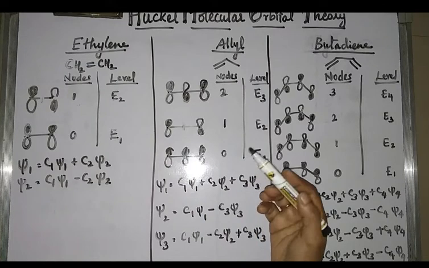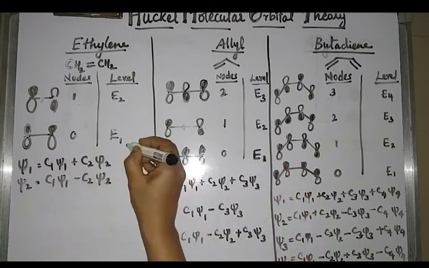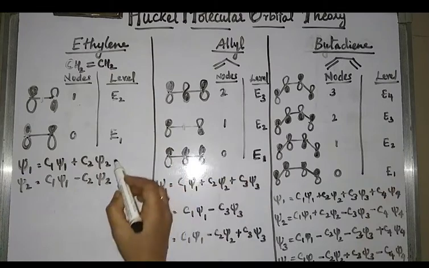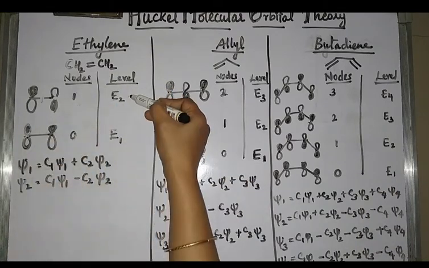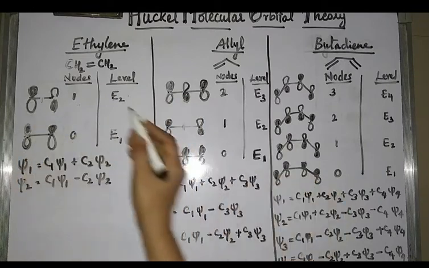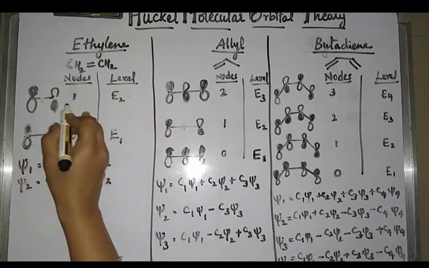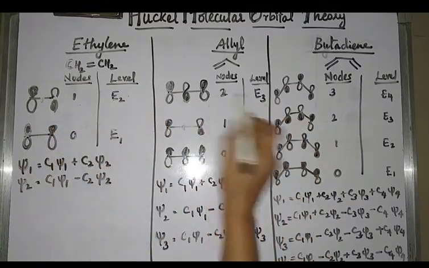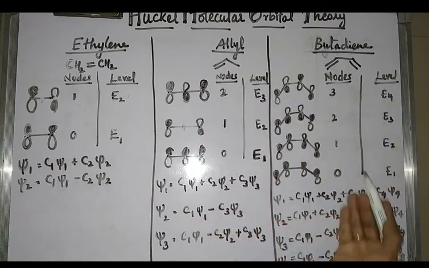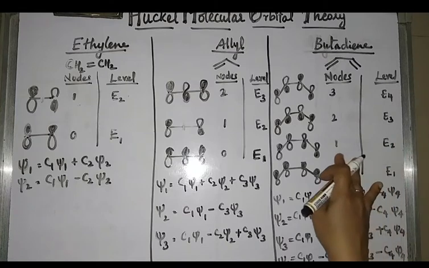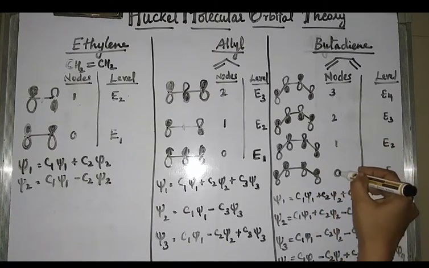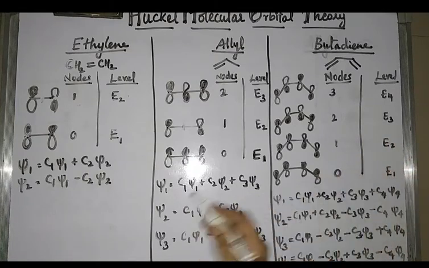And one more thing we can easily keep in our mind: in the ground state, the nodes will be 0, and in the first excited state, the node will be 1. That is the second energy level, we will get 1 node. If the energy level is 2, the node will be 1. If the energy level is 3, the node will be 2. So according to that, it will increase. You can easily remember it according to the energy levels or the excited state, whatever it is. So one thing you need to keep in your mind: in the ground state, the node will be 0.